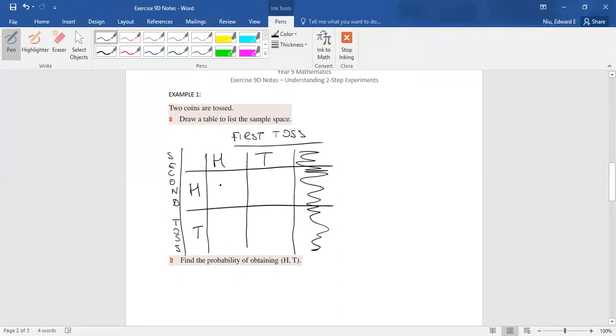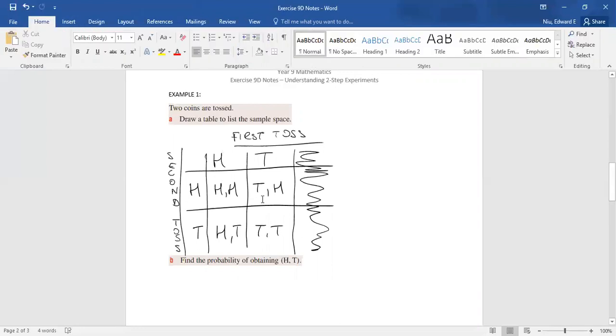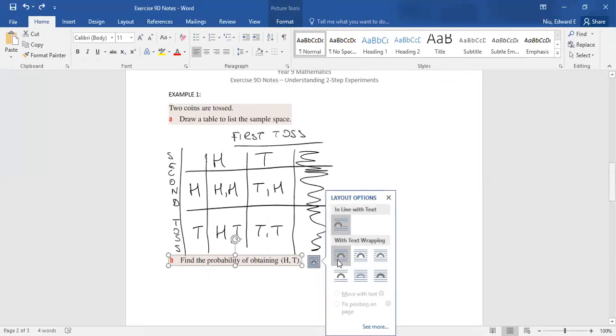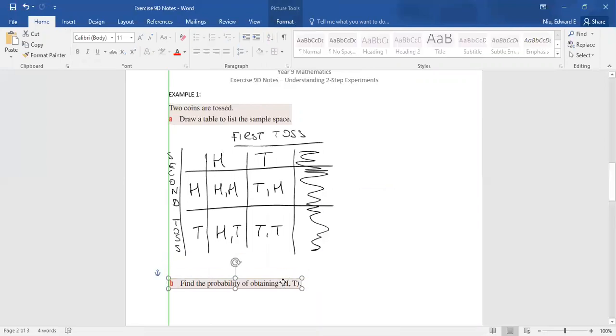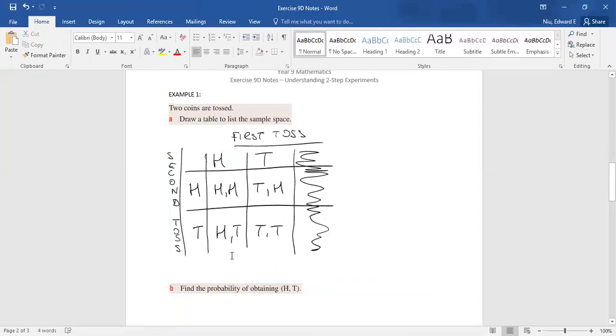So the sample space is going to be heads on the first toss, heads on the second toss; tails on the first toss, heads on the second toss; heads on the first toss, tails on the second toss; or tails on both tosses. So what you'll find is it just lists the total possible outcomes, and that's all you have to do.